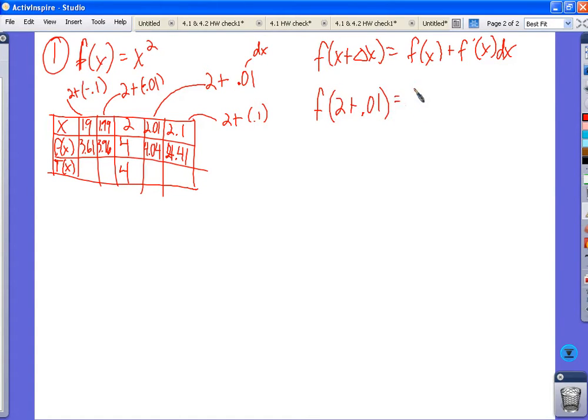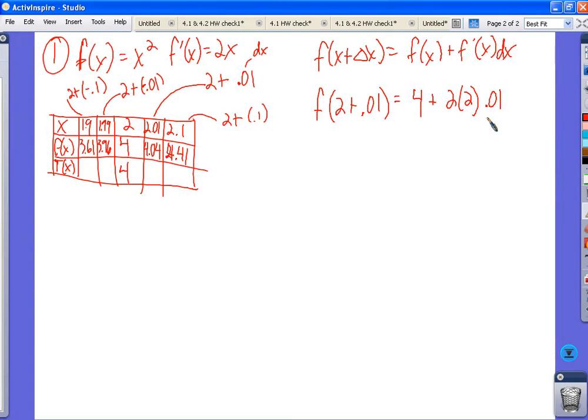That's equal to f of x. What's f of x? It's 4, because x is now 2, so f of 2 would be 4. Plus f prime of x, so we should find f prime of x. f of x is x squared, so f prime is 2x, which is 2 times 2, which would be 4, times dx. What's dx? 0.01. Maybe you can see now why it's important to have plus your delta x. Always plus delta x, even if the delta x is negative.